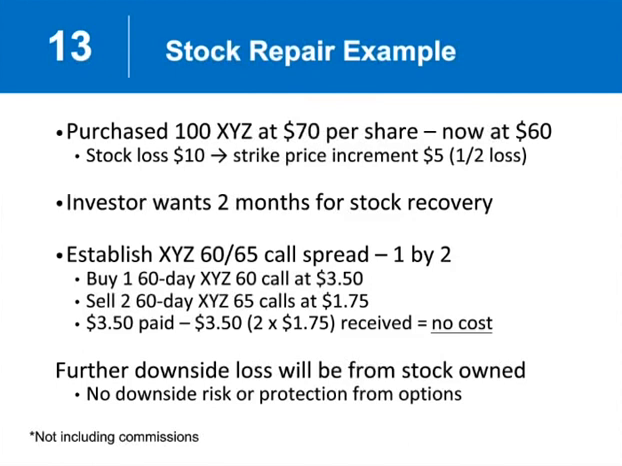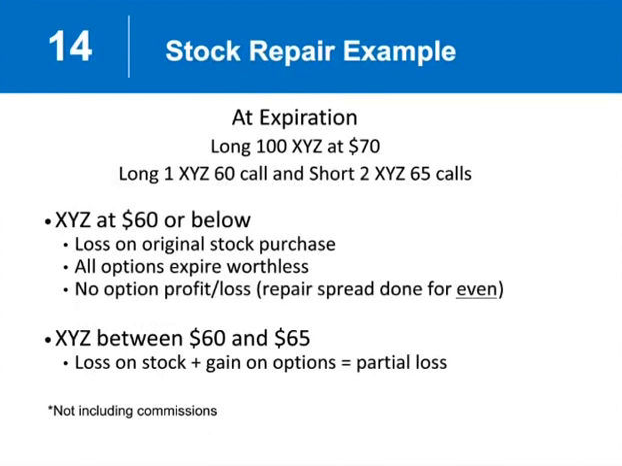These are 2 months, 60-day options. And as I said, no further downside risk by putting on this position because we've done it for even money, but we still do have the risk of the long 100 shares. So at expiration, the long XYZ at 70, we're long 160 call and 2 short 65 calls.